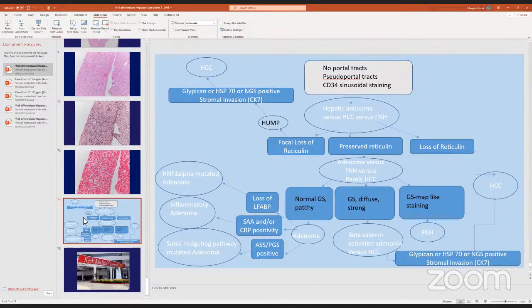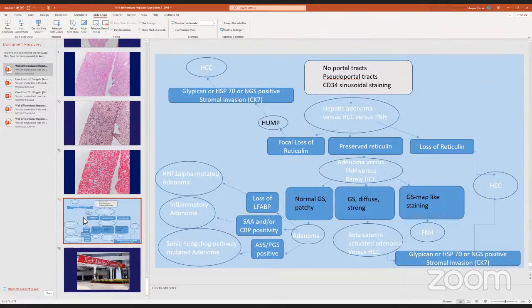You said it's a single lesion, and single lesions either they follow or they excise. If you're sure it's benign, whether you can classify it as an adenoma versus an FNH, the clinicians won't care unless it's the beta-catenin mutated adenoma, because most adenomas do not have a high risk of malignant transformation.